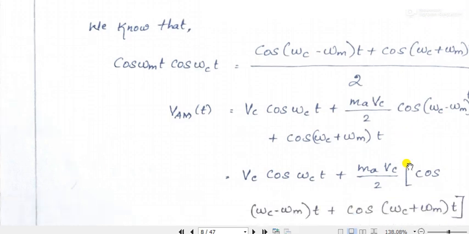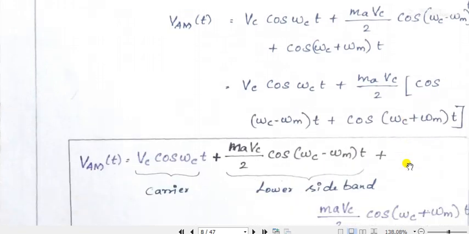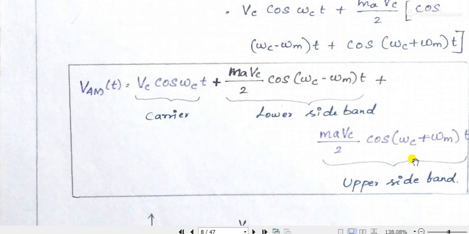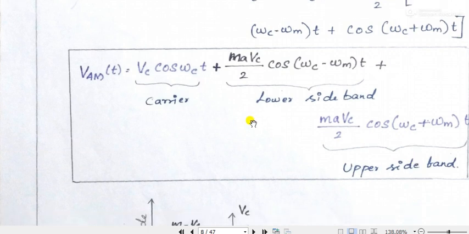Next step, Ma Vc by 2 is common for cos of omega c minus omega m and cos of omega c plus omega m, so we have taken out Ma Vc by 2, and this is the frequency spectrum of an AM. In this frequency spectrum of AM, the first term is the carrier signal, the second term is the lower sideband, and the third term is the upper sideband.